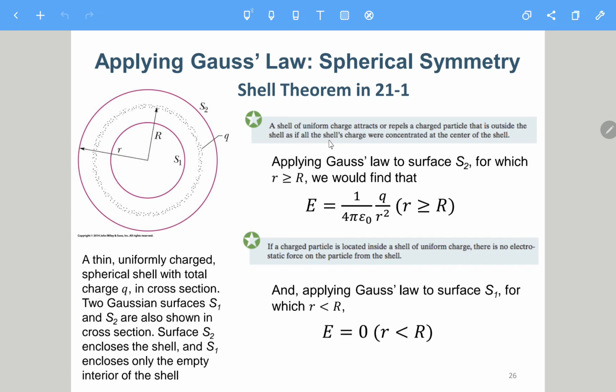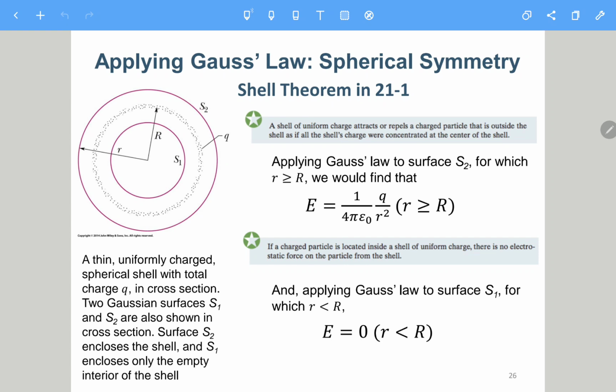One is saying that, here we have a shell with a uniform charge on it, and if you are outside the shell, then it will feel like all the charges are distributed at the center. Okay, this is the first statement. And the second statement is that if you are inside the shell, then there will be no E field. That time I told you these are the two statements for the shell theorem.